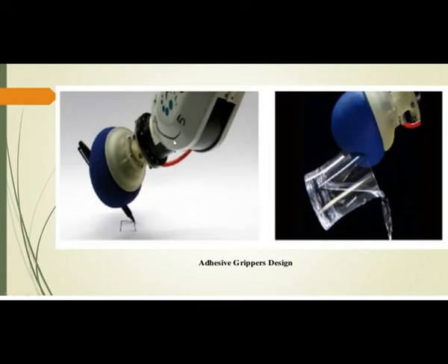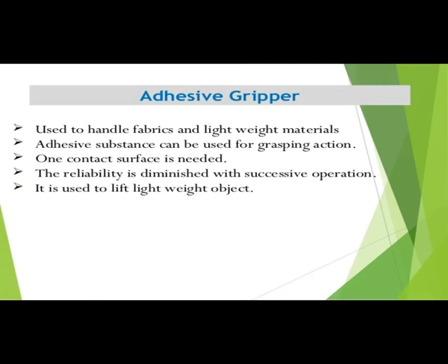Next classification we discuss is adhesive grippers. In this adhesive gripper design, the adhesive substance performs the grasping action and can be used to handle fabric and other lightweight materials that must be gripped on one side only, where other forms of grasping such as vacuum or magnetic are not appropriate. So it is used to handle fabric and only lightweight materials. Adhesive substance can be used for the grasping action. One contact surface is needed. The reliability diminishes with successive operations. It is used for lightweight objects.